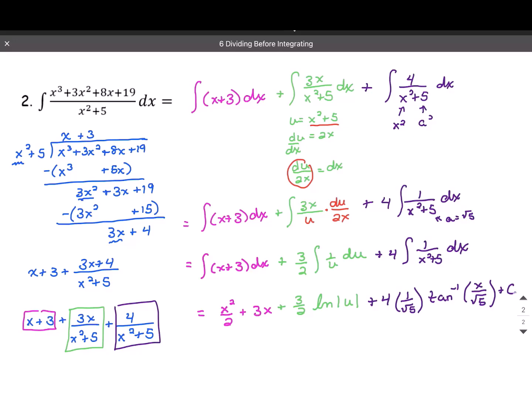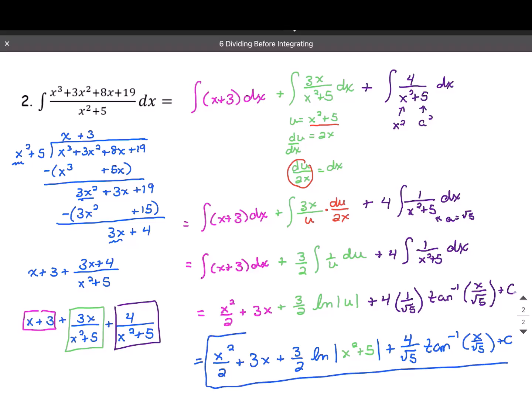All right, we're almost done. We're going to simplify this and resubstitute. We have x²/2 plus 3x plus 3/2 times the natural log of the absolute value. Wait a minute, what was my u? My u was x² + 5. Close that absolute value, plus 4 over the square root of 5, tan inverse of x over the square root of 5, and don't forget that plus C.